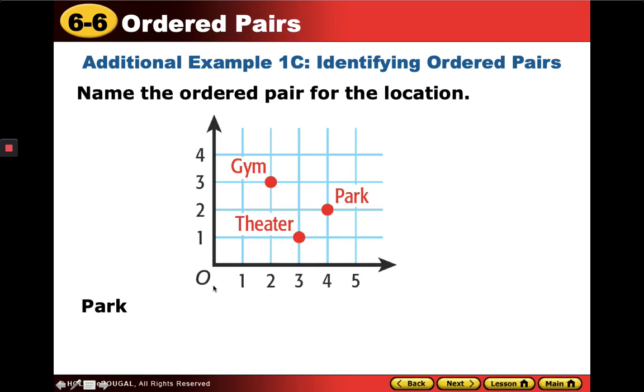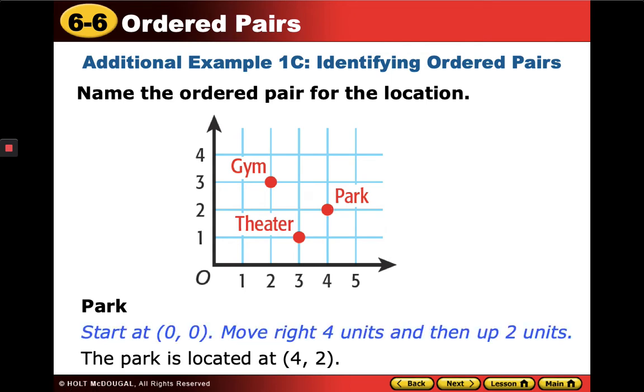The park. To get to the park, we start at the origin, 0, 0, then 1, 2, 3, 4 to the right, 1, 2 up. So the ordered pair is 4, 2.